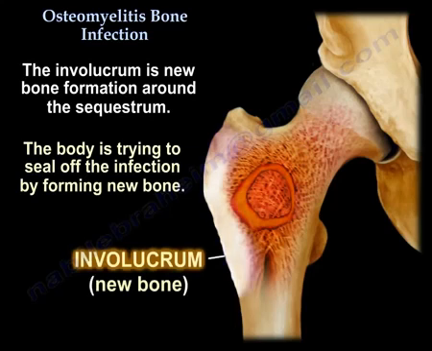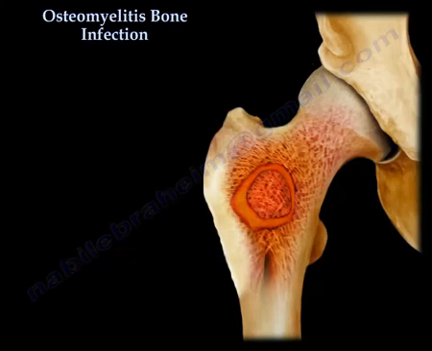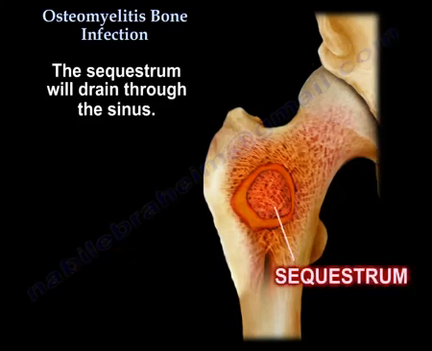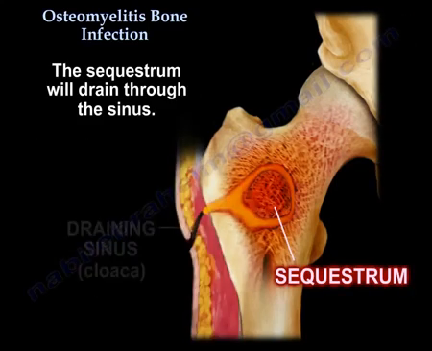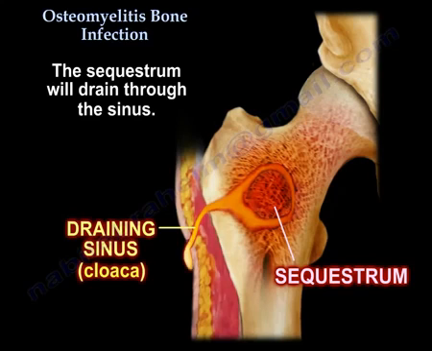The involucrum is a new bone formation around the sequestrum. The body is trying to seal off the infection by forming new bone. The sequestrum will drain through a sinus, and the draining sinus is called the cloaca.